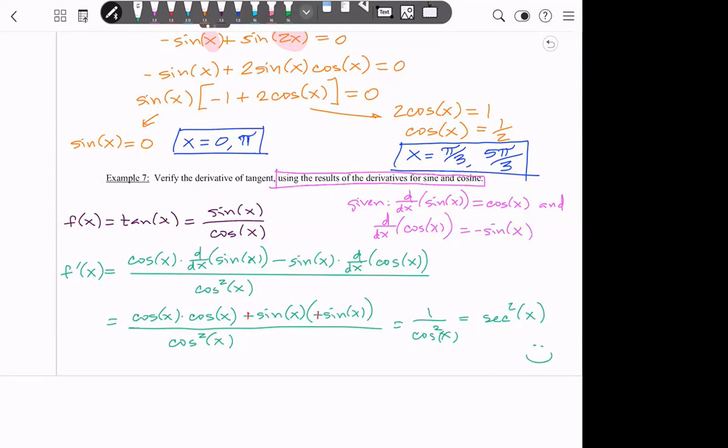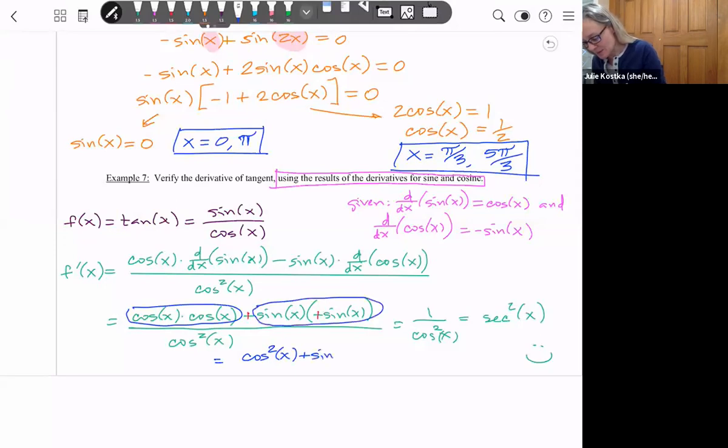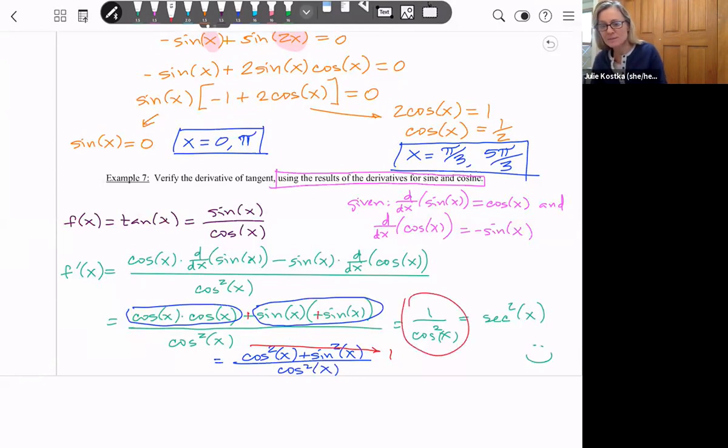Good. Megan, was it the trig part that you wanted me to go over? So this, simplifying it, yeah. So this part is cosine squared. And this part is sine squared. All that is over cosine squared. But cosine squared plus sine squared, Pythagoras has taught us, is equal to 1. So that's where we got this 1 over cosine squared. Okay, did that help?